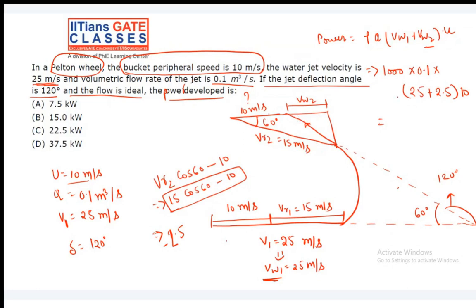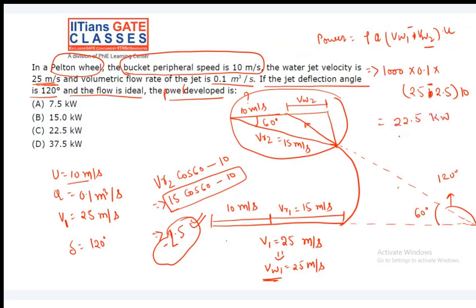No, see, the vw2 value we have got is negative, right? This negative value shows that the velocity triangle is not like this one. I will show you the modified velocity triangle. Here initially this will be minus vw2. So the answer will be 22.5 kilowatt, if you convert it into kilowatt.